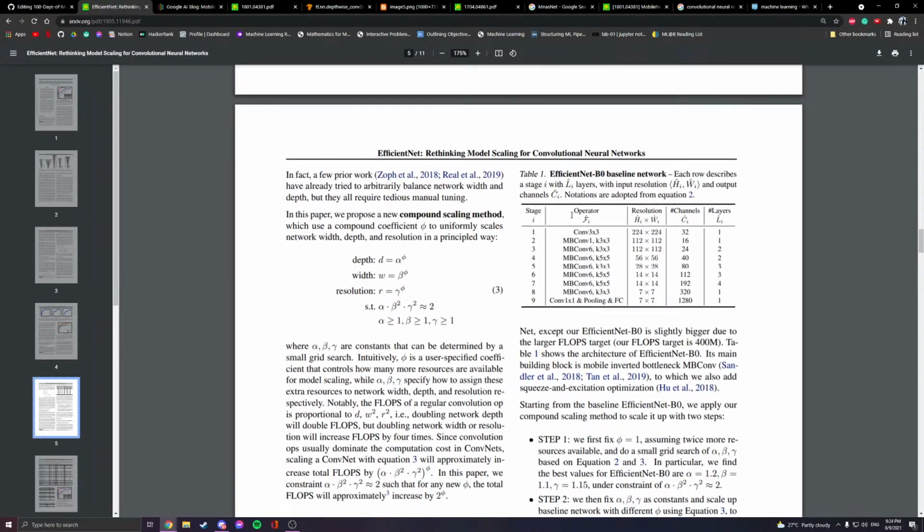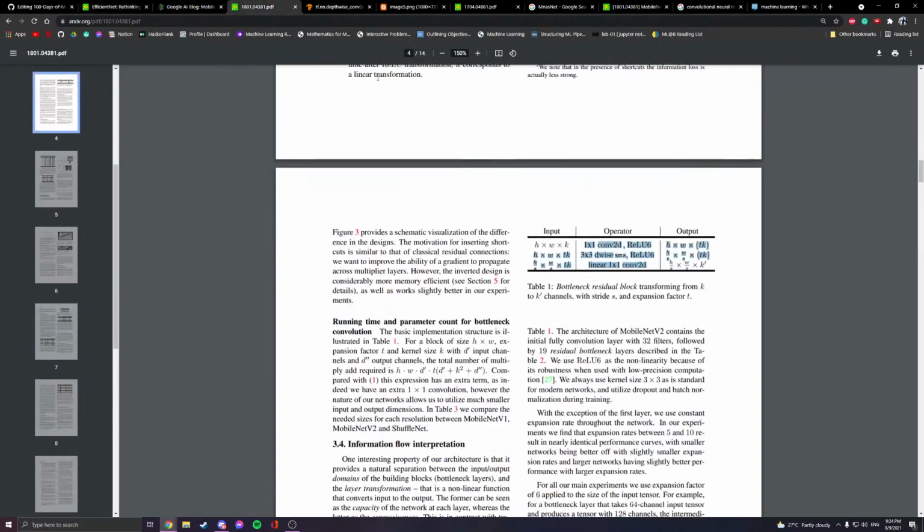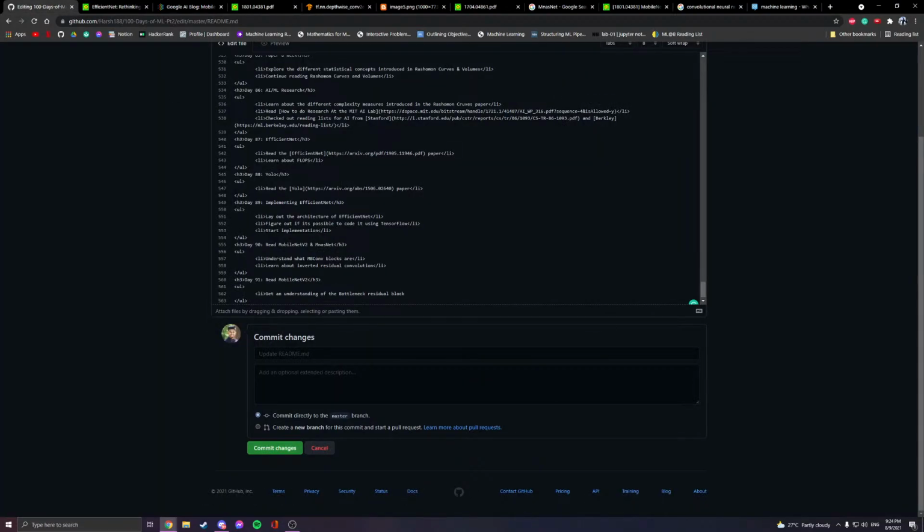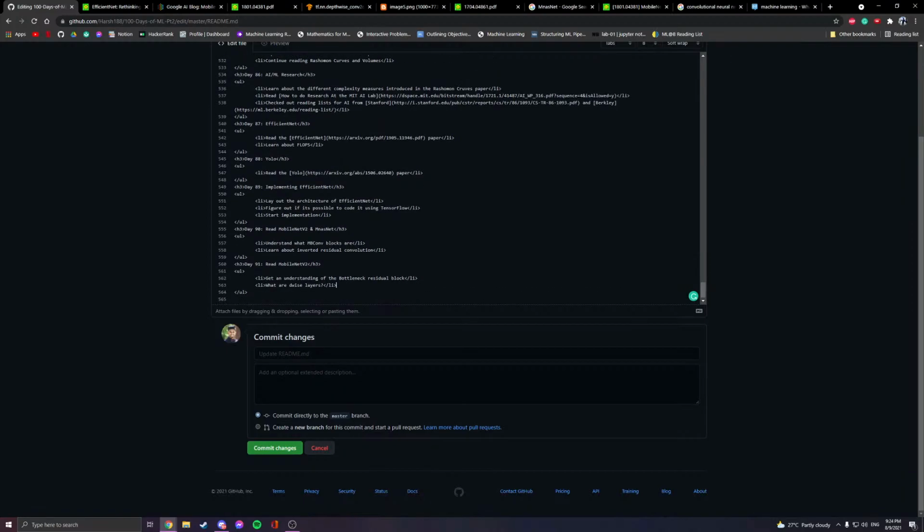So basically, what is this? The bottleneck, sorry, wrong paper, bottleneck residual block. So these are the questions I want to answer for tomorrow. And yeah, that'll be it for today. I'll be back tomorrow to continue things.